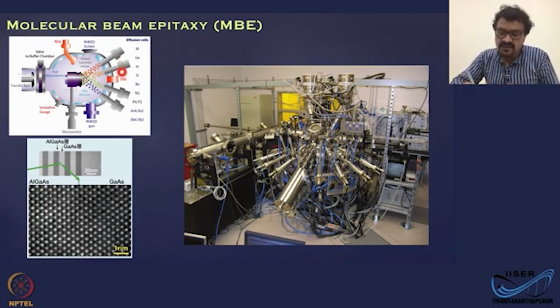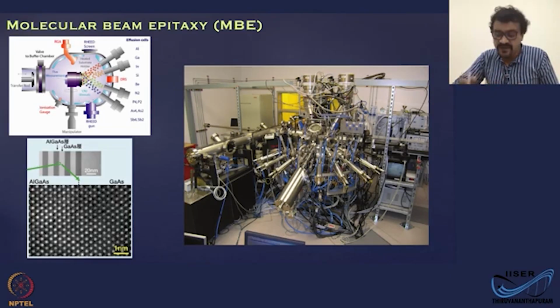And you have a lot of control here over how many atoms are emitted, by controlling various parameters such as temperature, the pressure and everything. This whole thing happens at ultra high vacuum, something close to 10 to the minus 11 torr.